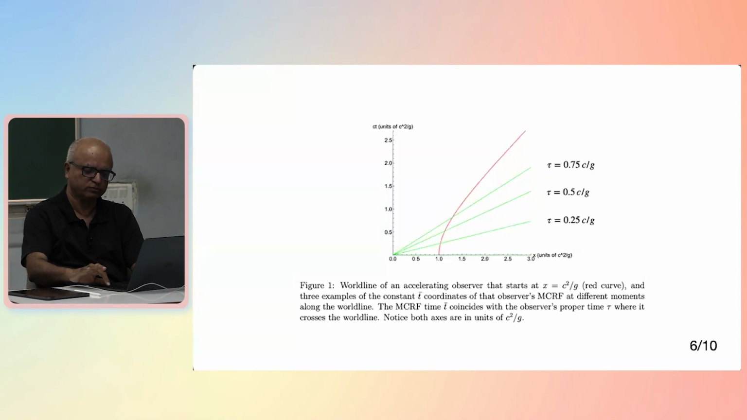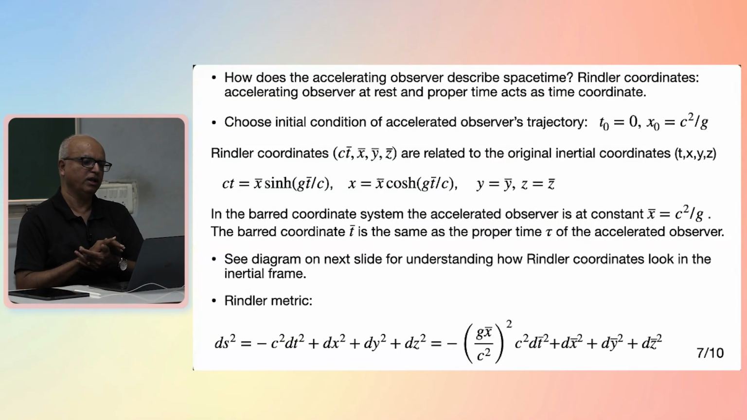Now, we move on to the next very interesting topic. We have solved for the trajectory of the uniformly accelerating observer in special relativity. Now, I want to ask this important question: how does the accelerating observer describe space-time? We will set up something known as Rindler coordinates, in which the accelerating observer is at rest and proper time acts as the time coordinate. Let us try to understand the significance of Rindler coordinates.